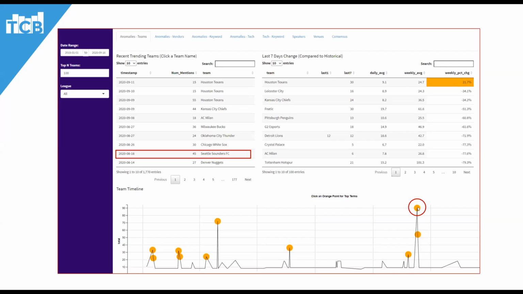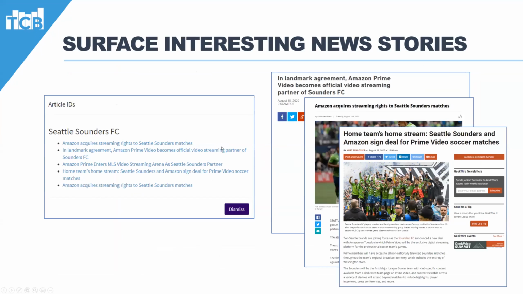The orange circles below are the various anomalies. You can click one, and it will pull up the articles that are contributing to that spike. And you can quickly see, even just by skimming, that it was clearly about Amazon Prime Video becoming the streaming partner of the Seattle Sounders.